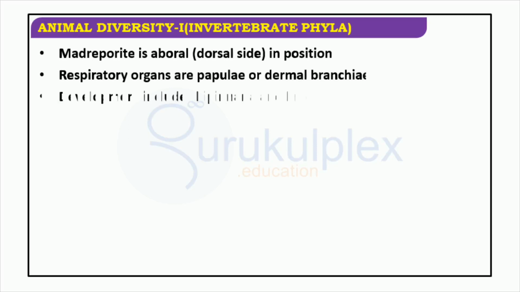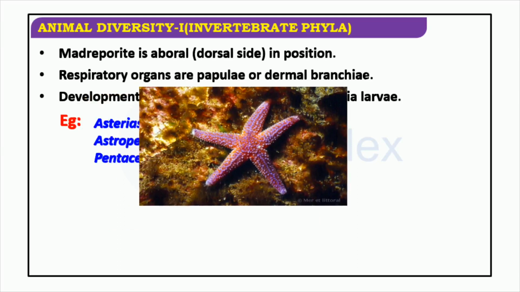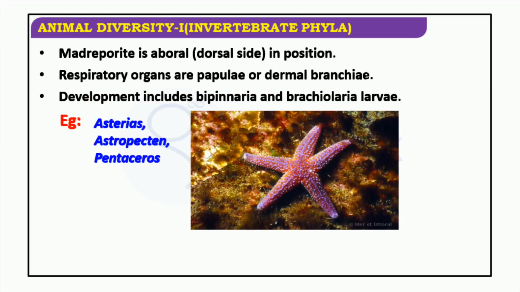We will explore the world of invertebrates, focusing on three species as examples: Asterias, Astropecten, and Pentaceros. These three species may be different from each other, but they do share certain similarities. These include their madreporite, which is located on the dorsal side, being in the same position, and their respiratory organs, papillae and dermal branchiae, being the same. They also have a similar developmental cycle that includes bipinnaria and brachiolaria larvae. Let us examine each of them further.